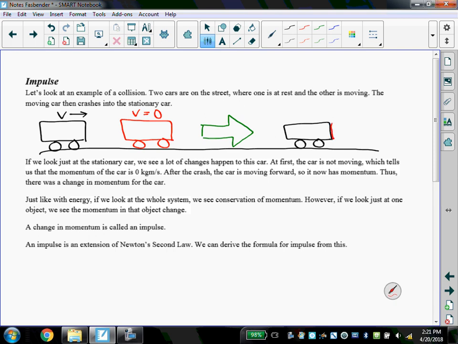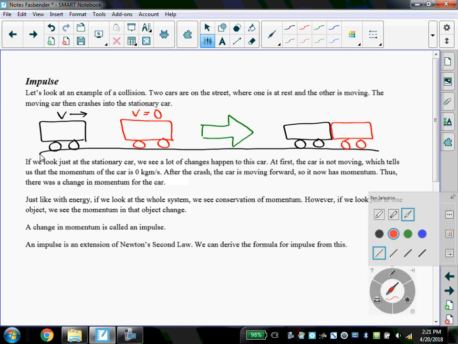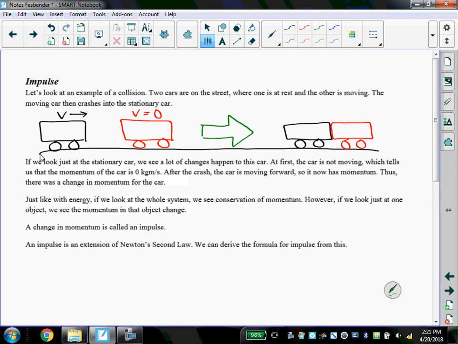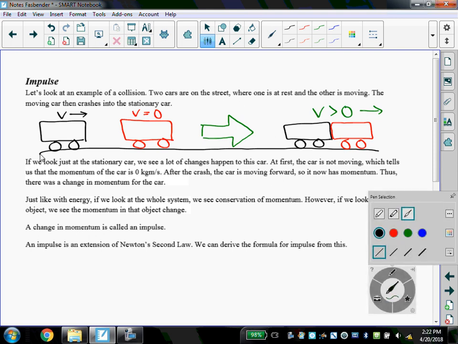Pretty typical collision problem. You guys have seen ones like this before in your homework. And we know that this combined velocity of both car 1 and car 2 is going to be some velocity greater than 0 in the same direction as car 1 was originally. Now, if we look at everything, we see conservation of momentum, right?